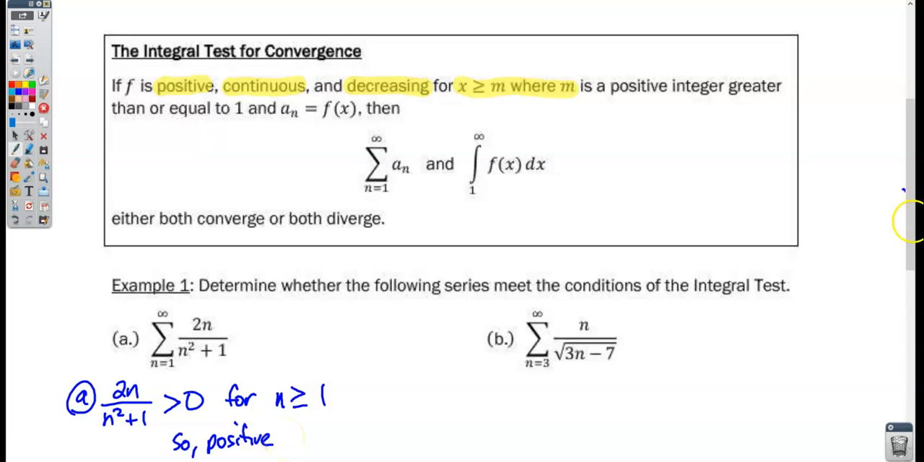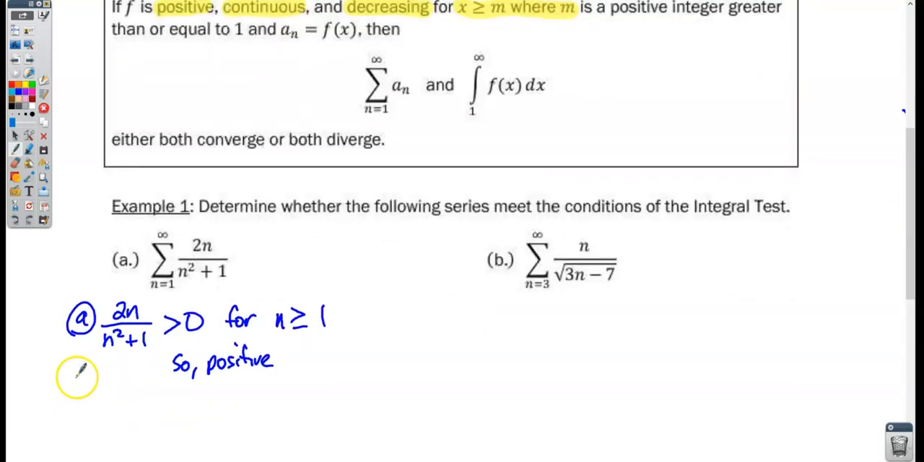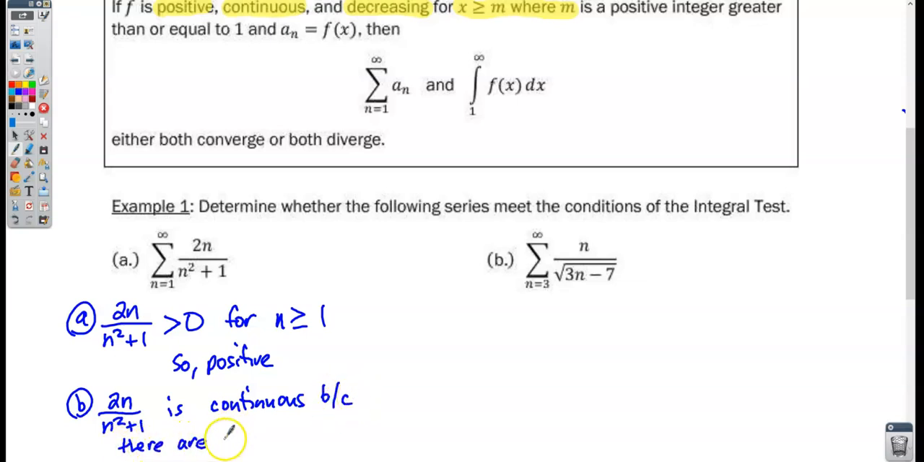Second condition, continuous. If you think about the function 2n over n squared plus 1, this is continuous. How can I tell? Well, because there are no discontinuities. The way that I can easily tell that there are no discontinuities is the fact that this denominator is always defined. N squared plus 1 never equals 0. And so we never have a division by 0, which, given a function of this form, is the only possible type of discontinuity, and therefore we know that this function is continuous. So we've met the first two conditions.